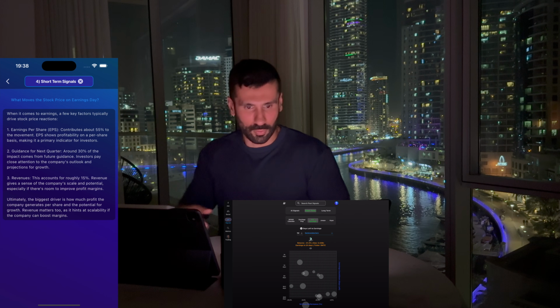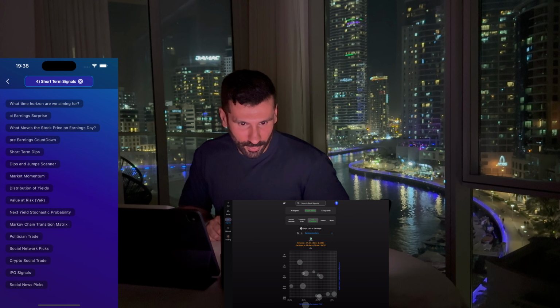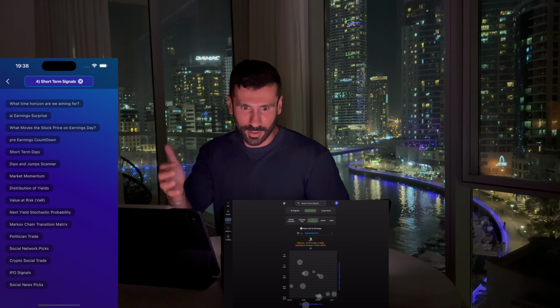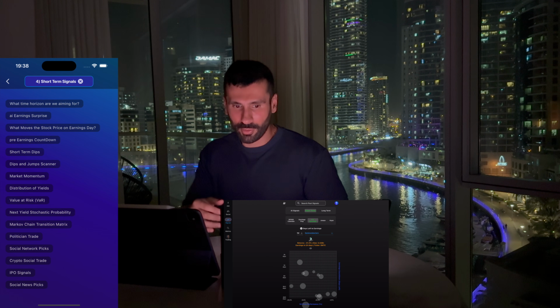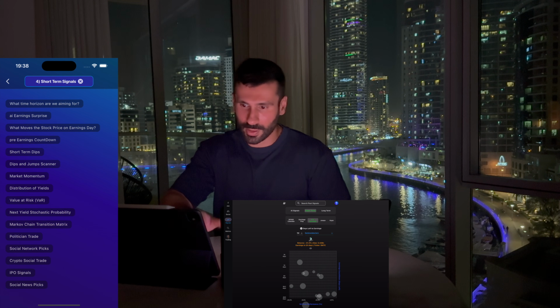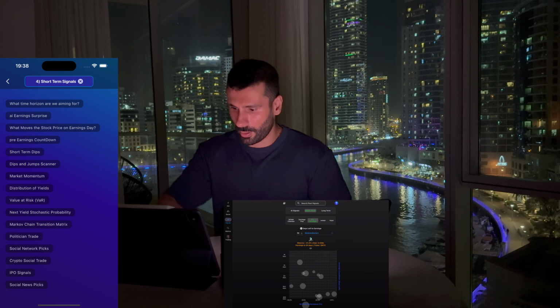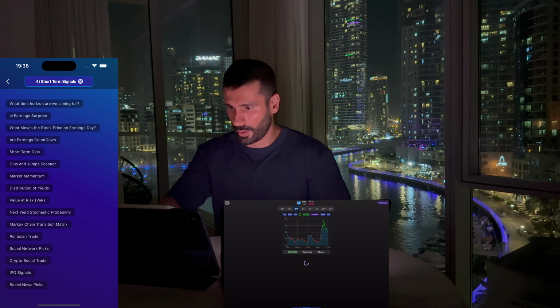All right. Well, showing the app. But okay, then you have momentum, which is the hype, distribution of yields, value at risk, stochastic probability, etc. I'm going to go through them if you want. Let's look at Intel.